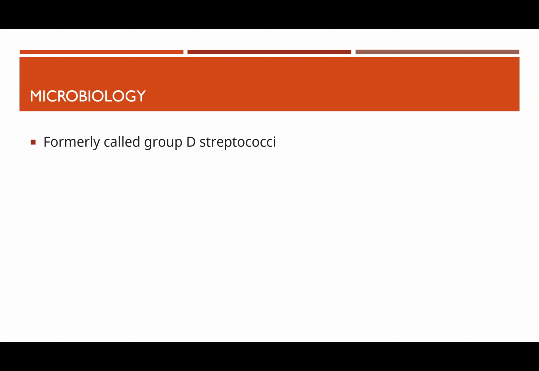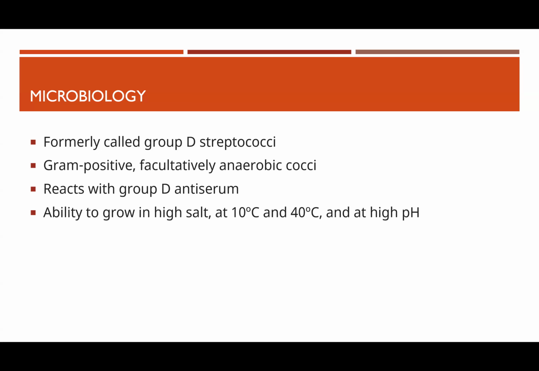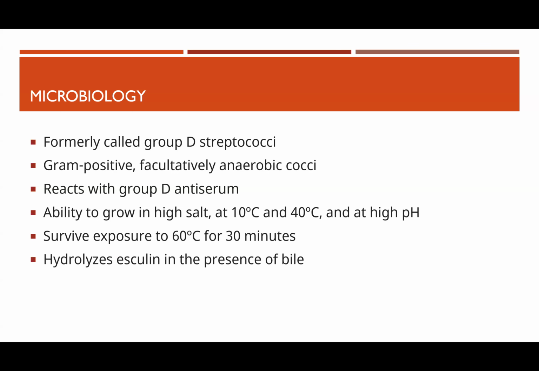Then in 1937, a gentleman by the name of Sherman divided streptococci into the pyogenic, the viridans, the lactic, and the enterococcal groups. Enterococci were characterized by a few specific features: their ability to react with group D antiserum, their ability to grow at high salt concentrations, at 10 to 40 degrees Celsius, and at high pHs, their ability to survive exposure to temperatures up to 60 degrees Celsius for as long as 30 minutes, and their ability to hydrolyze esculin in the presence of bile.